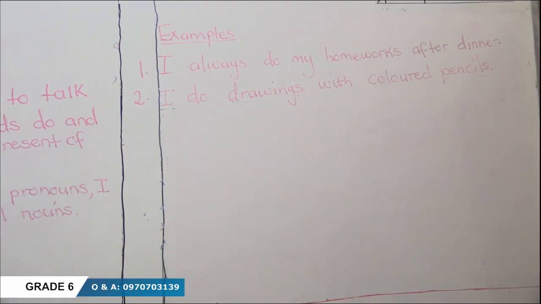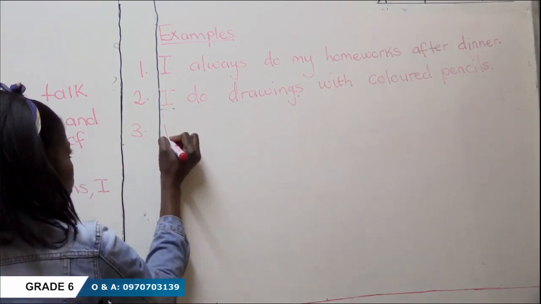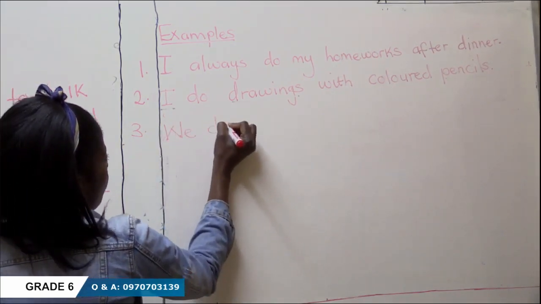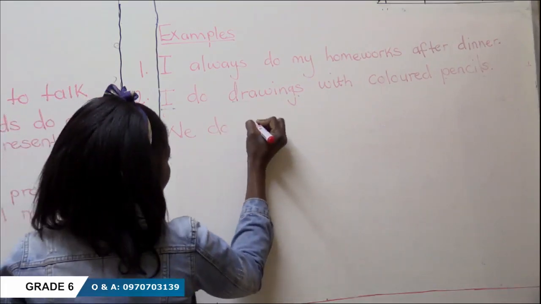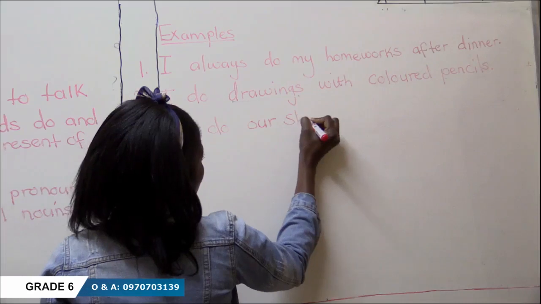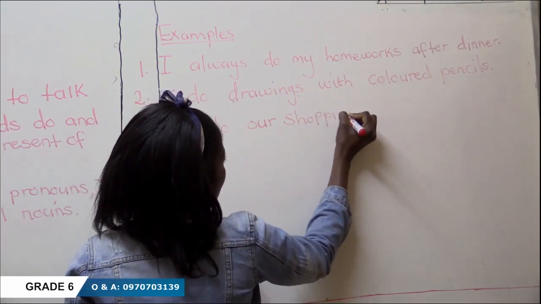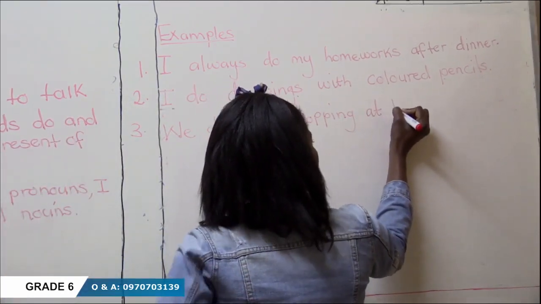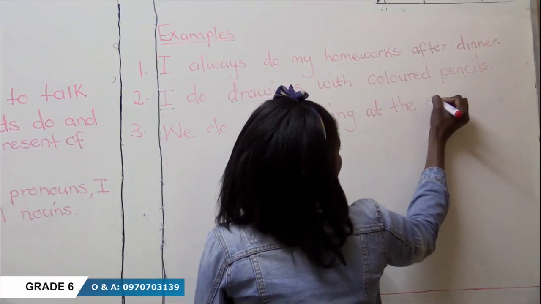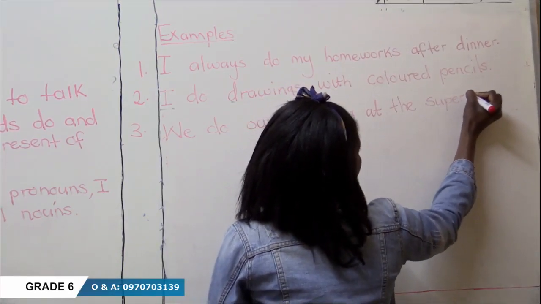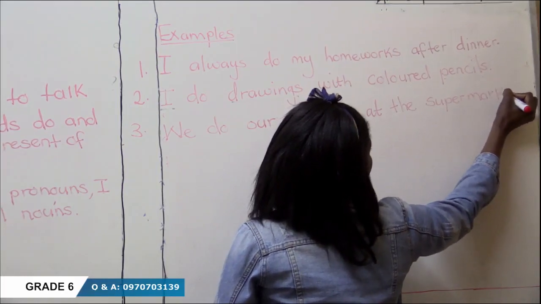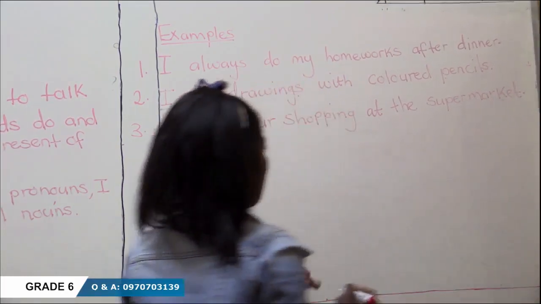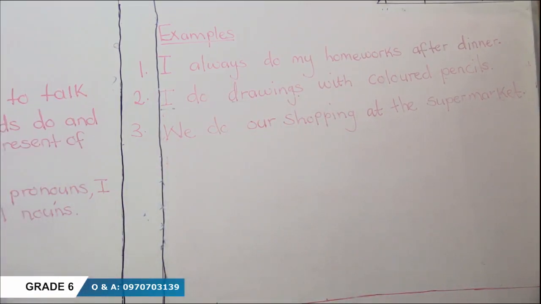Okay, the third example that I'm going to give you on how to use do is, for example, we do our shopping at the supermarket. Okay, that one on the board, we do our shopping at the supermarket.